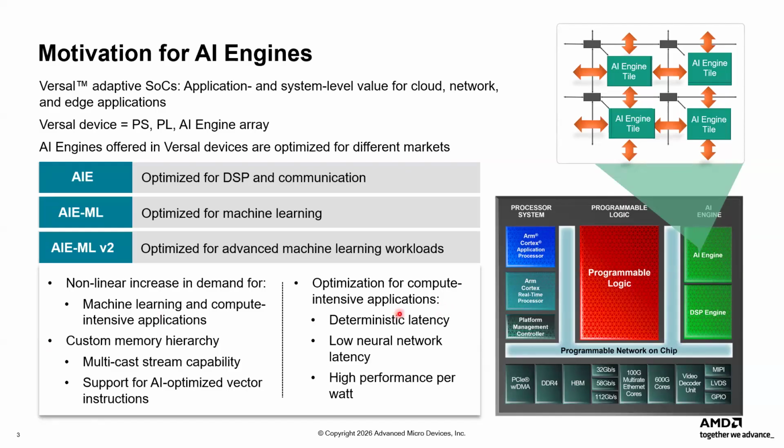Obviously, to make this work, we need deterministic latency. We need to have basically a low neural network latency. So when you do a machine learning model, you have inputs, you have tons and tons of hidden layers in between, and then you ultimately produce an output. Well, we need to be able to manage that effectively and reduce the amount of latency, the amount of time from the input to the output, and have a higher performance per watt. So whatever you're spending in terms of your power budget, make sure that you can get the most work and the most performance based on that.